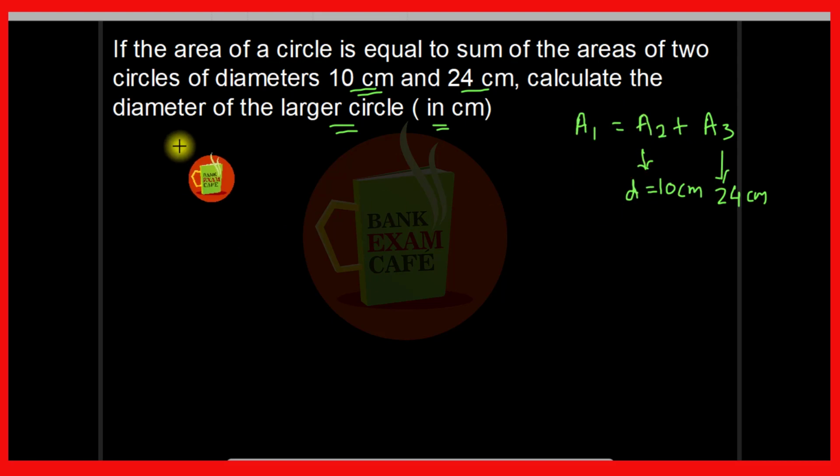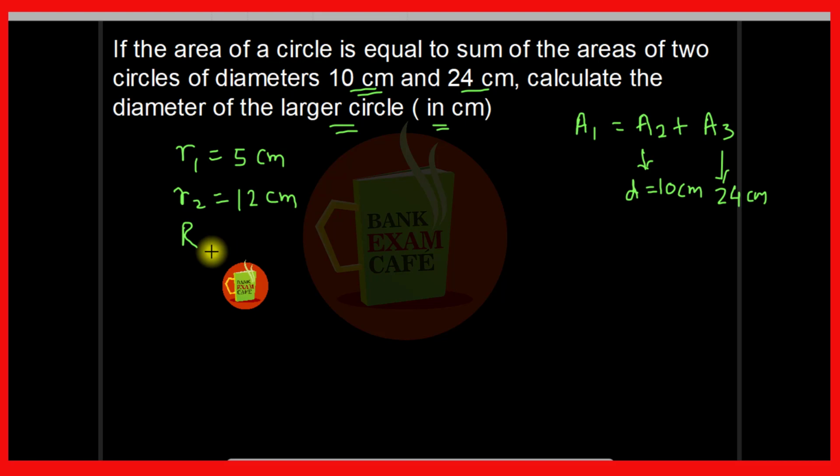So let R1 be the radius of the smaller circle. Since the diameter is 10 centimeter, this radius will be 5 centimeter, and let R2 be the radius of the second circle whose diameter is 24 centimeter, and therefore the radius will be 12 centimeter. And let the radius of the circle whose area is A1 be capital R.